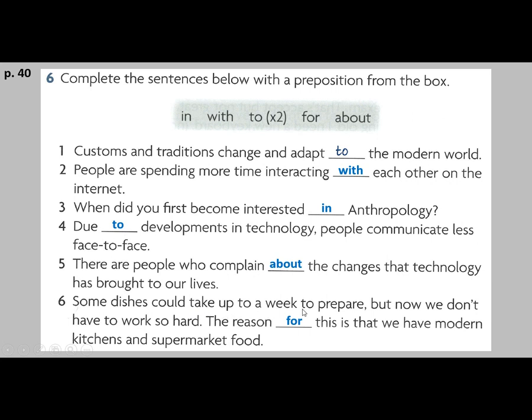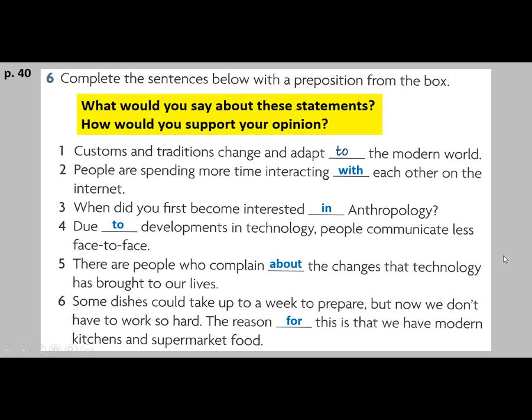Some dishes could take up to a week to prepare, but now we don't have to work so hard. The reason for this is that we have modern kitchens and supermarket food. Now, what would you say about these sentences? And how would you support your opinion? For example, number 1, customs and traditions change and adapt to the modern world. So what would you say about this?